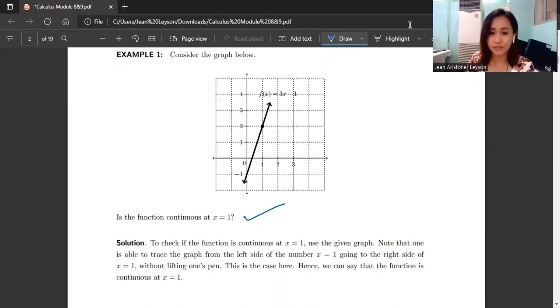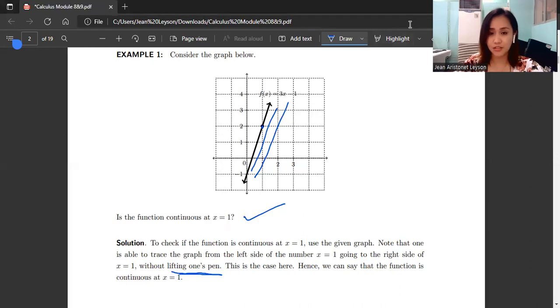Again, take a look at the graph. Note that one is able to trace the graph from the left side of x is equal to 1 going to the right side of x is equal to 1. So here from the left going to the right side of the graph, we are able to traverse, meaning the graph is continuous. Going to the right side without lifting one's pen. You need not lift your pen because the graph is continuous.